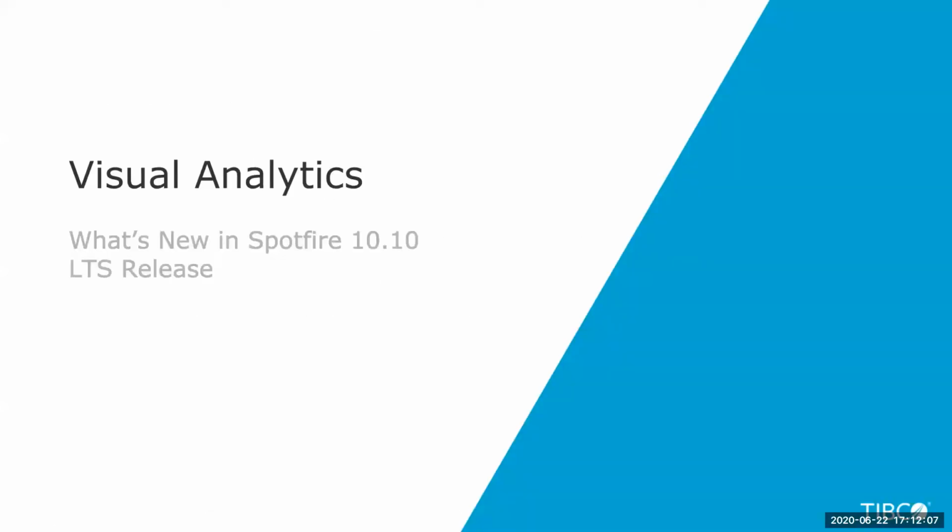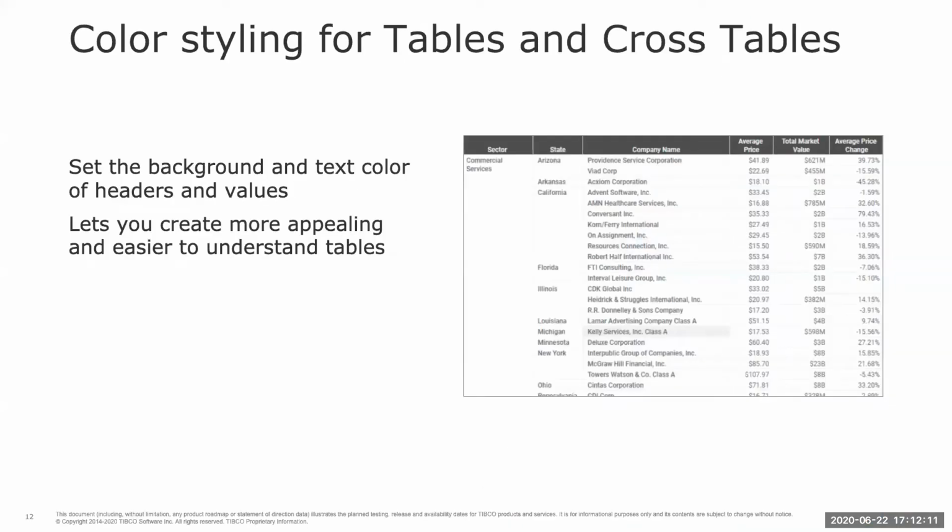Let's move over to visual analytics. In Spotfire 10.10, there is now the ability to style tables and cross tables to create more readable and more visually appealing tables, and also to emphasize specific aspects of the data, like using a highlight color for the most important columns or rows that you have in your data, or coloring subtotals.